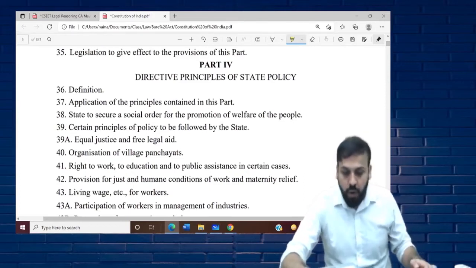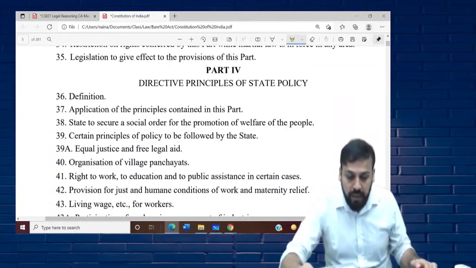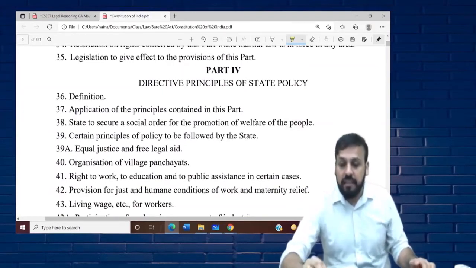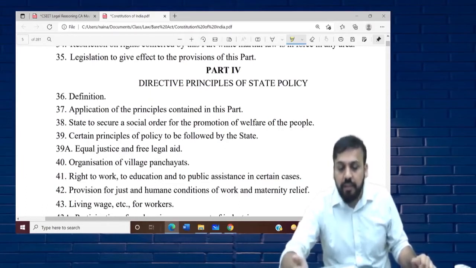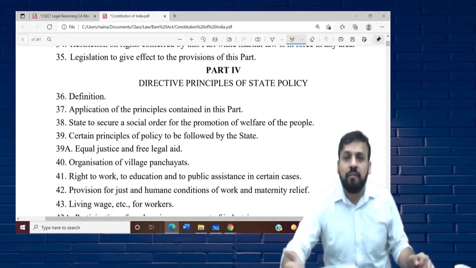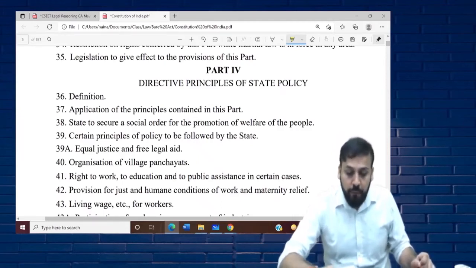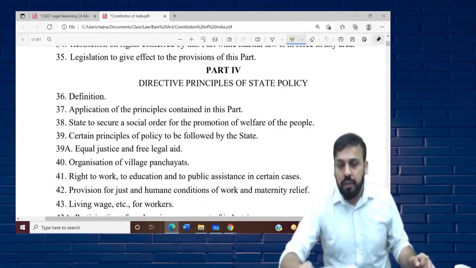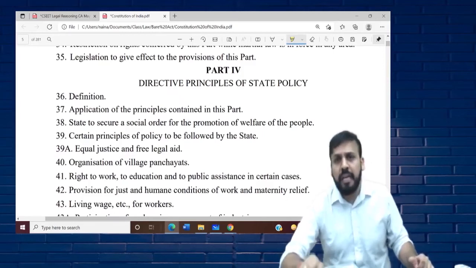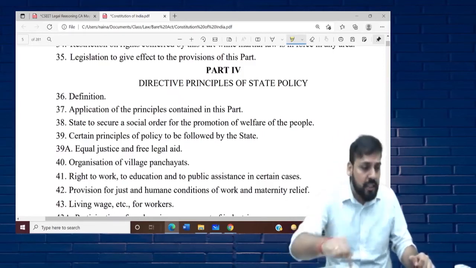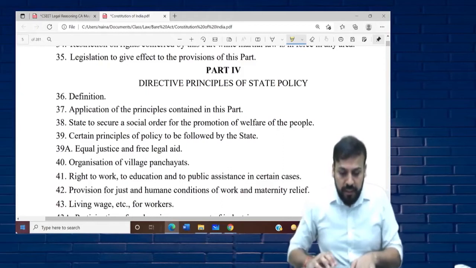Yes. What is DPSPs? It starts from Article 36. For these DPSPs, the Constitution is telling the state, please follow these guidelines and principles while making law. But you cannot take action to enforce DPSPs. The state should keep in mind the directions to be followed in case of DPSPs while making law.